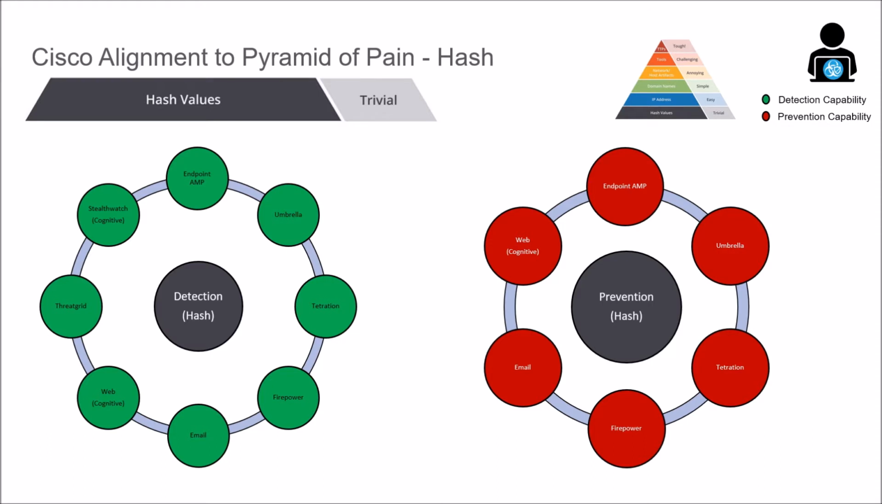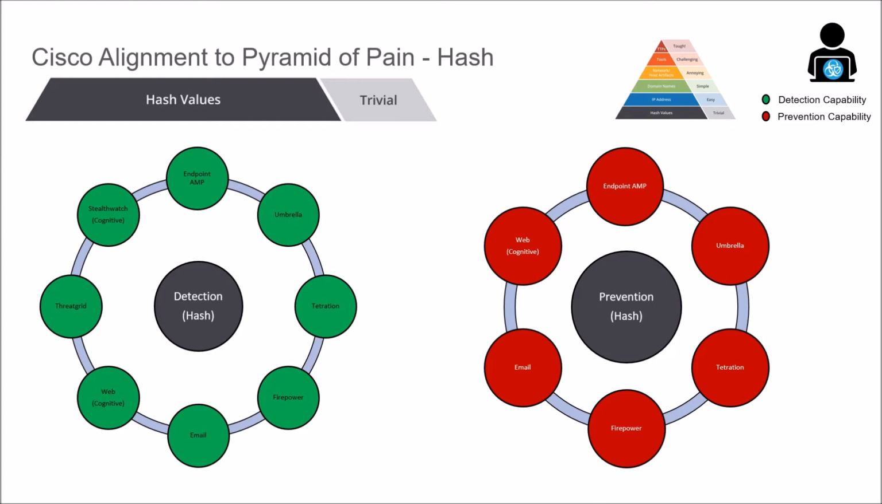So detection in green, prevention in red. And you can see for detection, you've got endpoint, Umbrella, Tetration, Firepower, email, web, Threat Grid, and Stealthwatch. And I include Cognitive capabilities for both Stealthwatch and web. Technologies like Threat Grid and Stealthwatch are more detection-type capabilities. There's some integration that you can leverage to help drive automation around prevention, but a lot of it is really focused on detective capabilities.